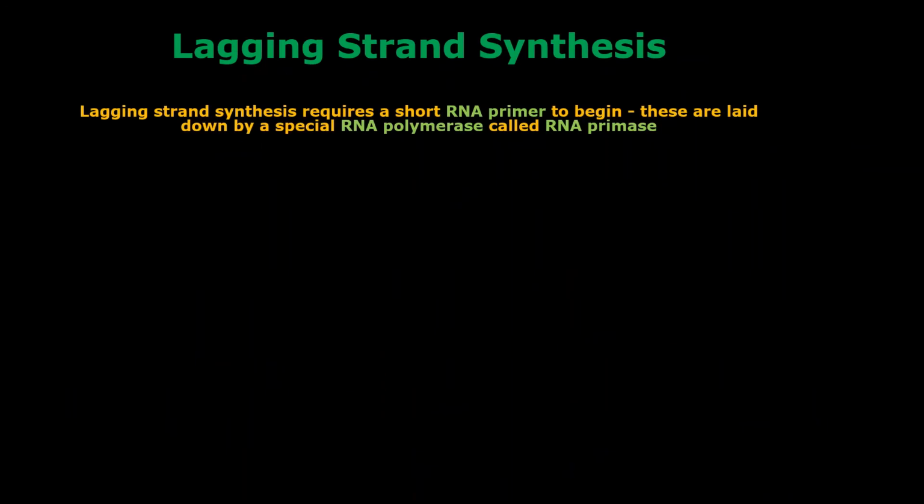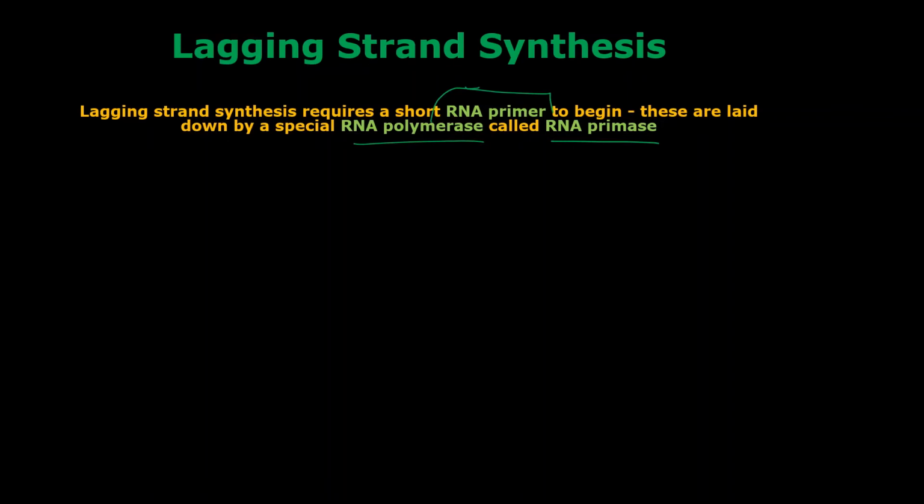All right, lagging strand. Again, this is the one that's a problem. This requires a primer. And the primer is going to be made of RNA. That's strange. We're trying to make DNA. Why are we putting RNA here? Well, we're going to use a primase, which is an RNA polymerase. It's going to lay down ribonucleotides, not deoxyribonucleotides.